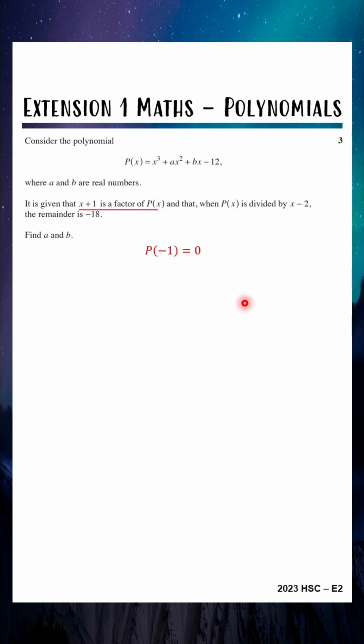The question also tells me that when I divide the polynomial by x minus 2, my remainder is negative 18. And that tells me that when I substitute 2 into the polynomial, I get negative 18 as an answer. These are two facts that we can use to build a couple of equations to figure out what a and b are. Let's go to our polynomial and let's substitute x equal negative 1, which looks like this.